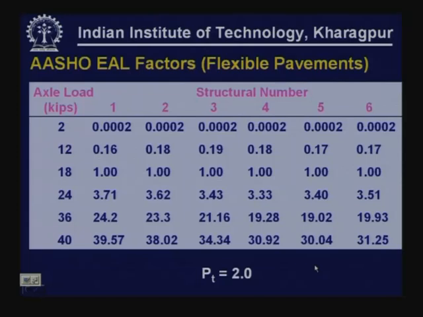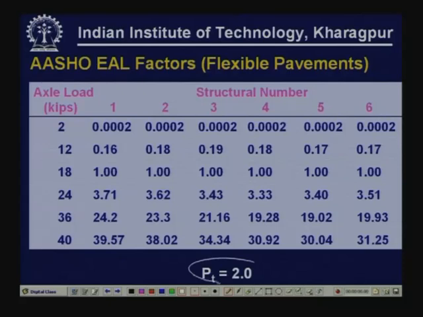These are the typical values of axial load factors, or equivalent axial load factors, that are given for flexible pavements. As you can see, there are different values of equivalent axial load factors available for different structural numbers. This table is for a terminal serviceability value PT of 2.0. We will have similar tables available in AASHTO guidelines for different terminal serviceability values of 2.5, 3, 1.5.